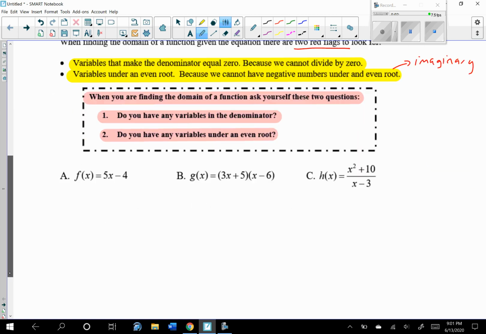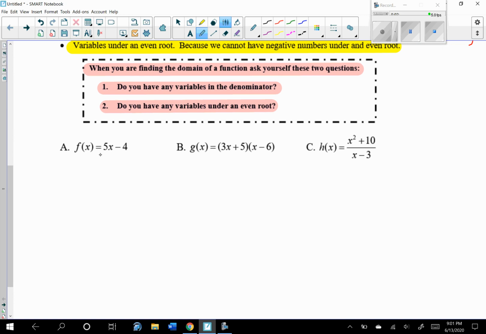So for question A here, we're given f of x equals 5x minus 4. So we're going to look at finding the domain. So do we have any of our red flags? Do we have any variables in the denominator? No. Do we have any variables underneath an even root? No. So that means this domain's easy to find. Means we can plug anything in for x, and so it's all real numbers.